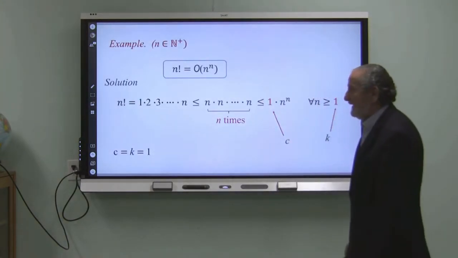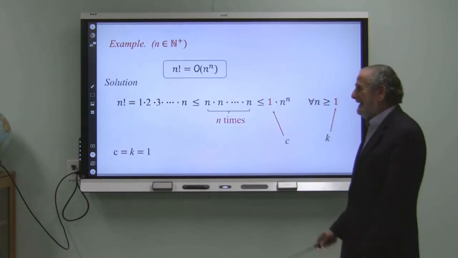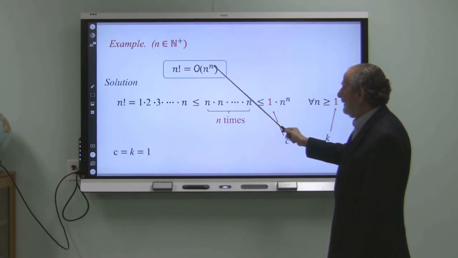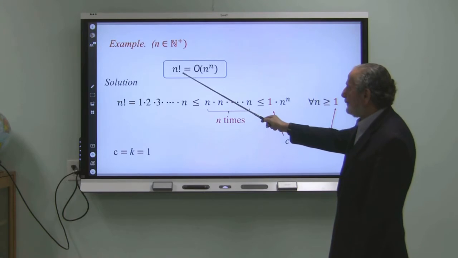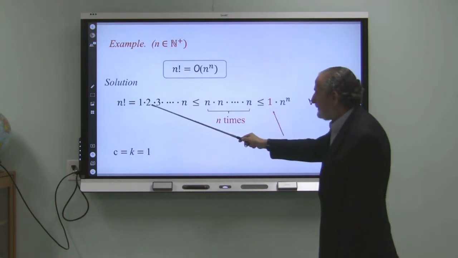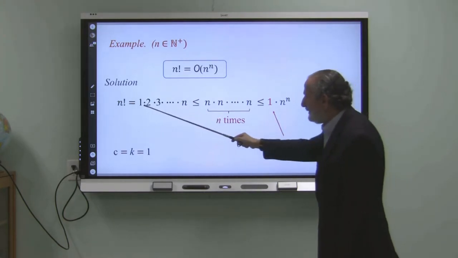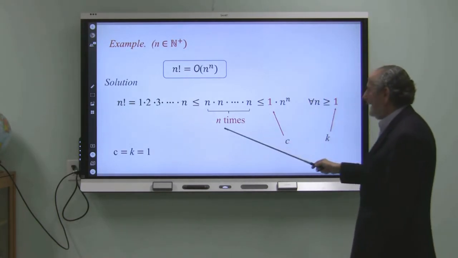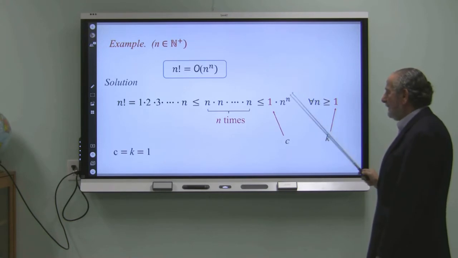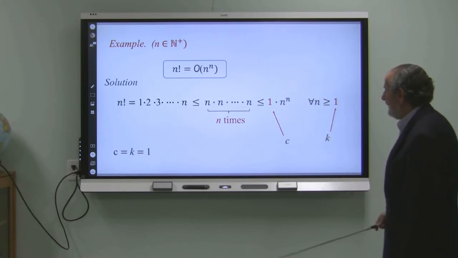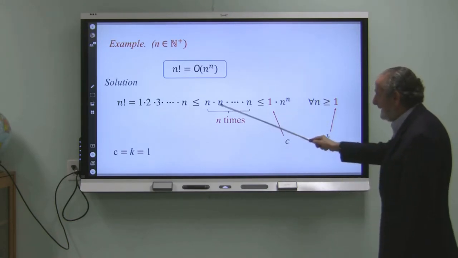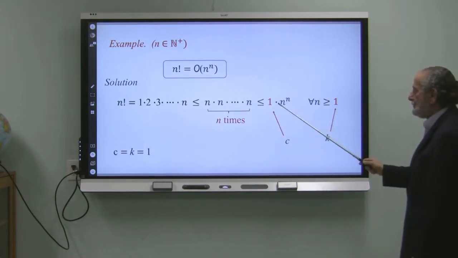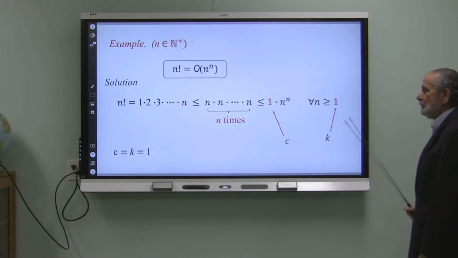Here's another example, very simple. We're using the same kind of technique. Factorial n is big O n to the power n. What is n factorial? 1 times 2 times 3 times up to n. Each one of these terms is less or equal than n. I put it here. n times n is n to the power n. It's n times n times n, n times, that gives you n to the power n. So c is 1 and k is 1.